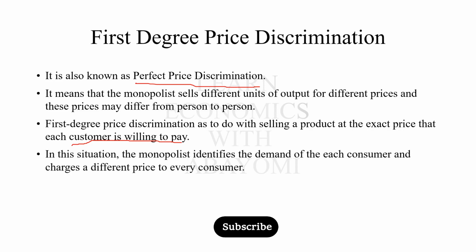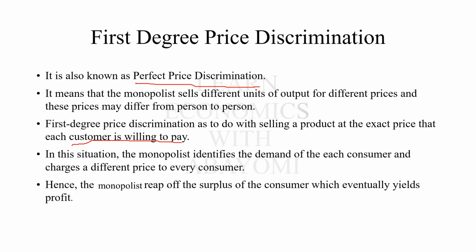And in this situation, the monopoly identifies the demand of each customer and charges a different price to every customer. So now, the price I'm willing to pay for a particular product is different from the price another person is willing to pay. So what the monopolist wants to do at that particular point is to identify the demand for each customer and charge the exact price they are willing to pay. That is first degree price discrimination. The monopolist rips off the surplus of the customer, which eventually leads to profits.